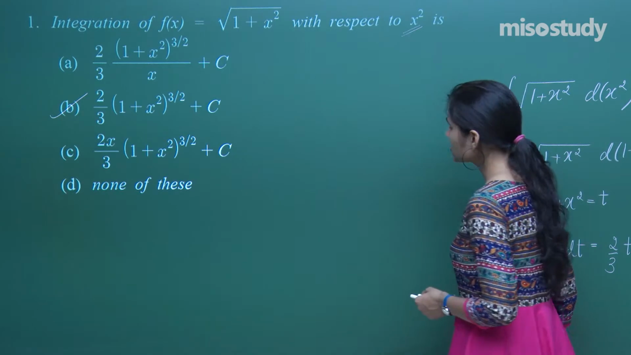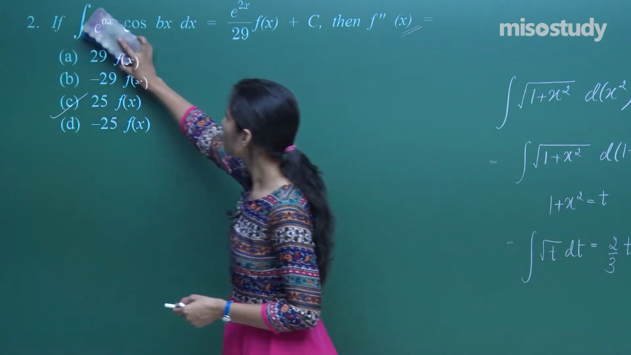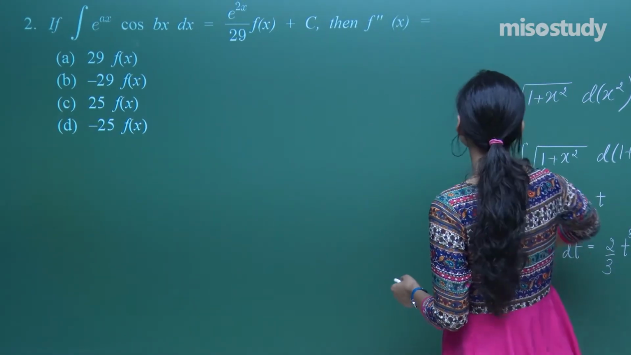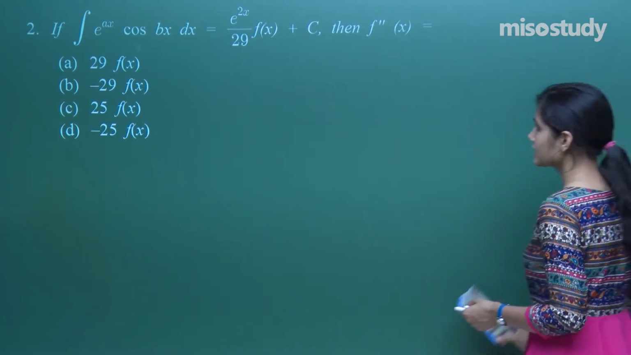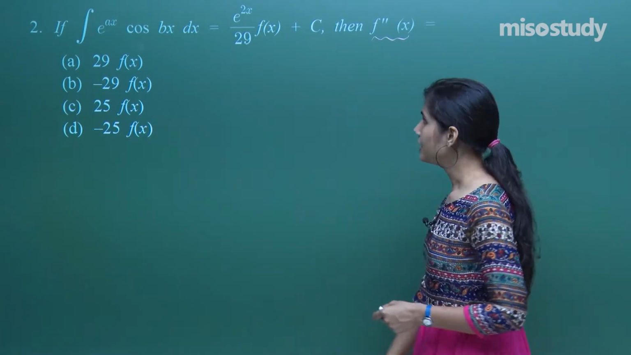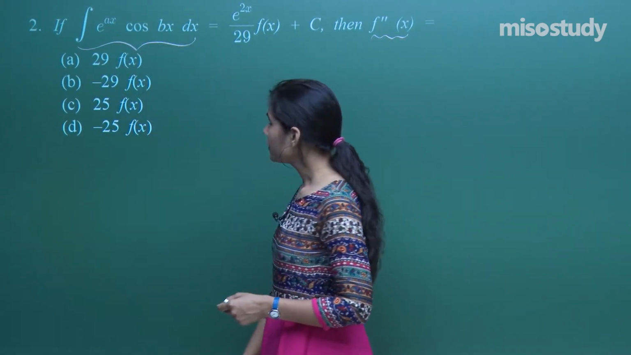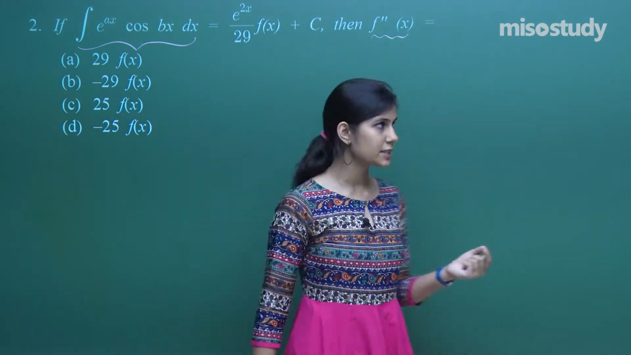The next question says what? It says that if integral e to the power ax cos bx dx is given to be this, then f double dash x will be equal to what? So you are given the information of a certain expression. On the basis of that, you are being asked to compute f double dash x. Now if you can recall, this is something we have already witnessed and we know the general scenario which follows for this particular expression.